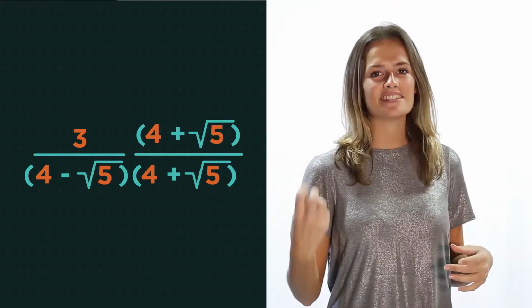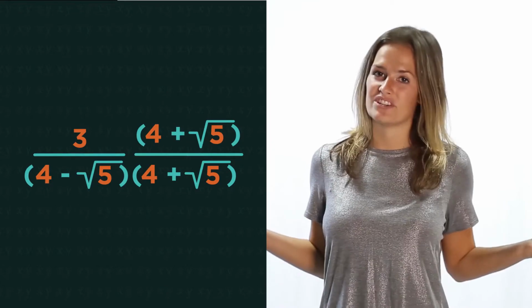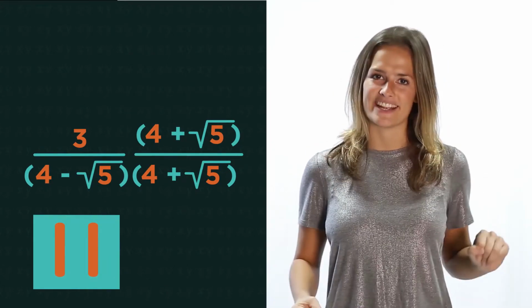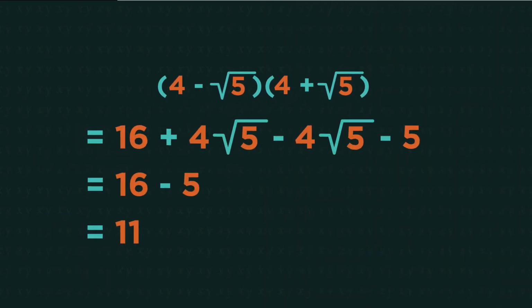So expand the denominator brackets and see what you get. Pause the video, work it out, and click play when you're ready. You should have got 11.